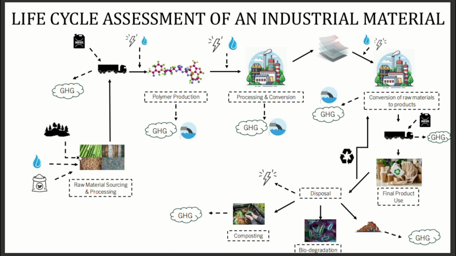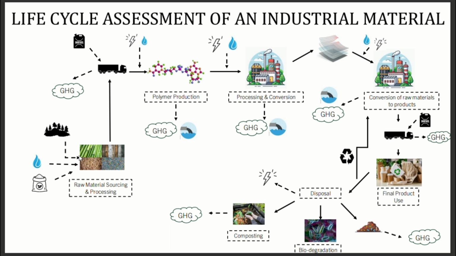This is where we begin, as the extraction and processing of raw materials can have significant environmental impacts. For example, mining and drilling can lead to habitat destruction and pollution. Then we move on to the polymer production stage, and in between all these stages, we have the transportation stage, where fossil fuel is constantly being used and greenhouse gas is being emitted.